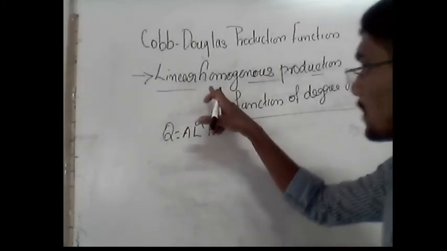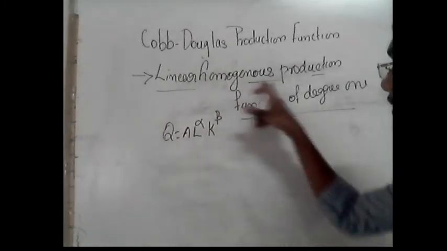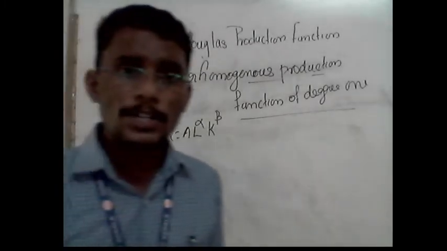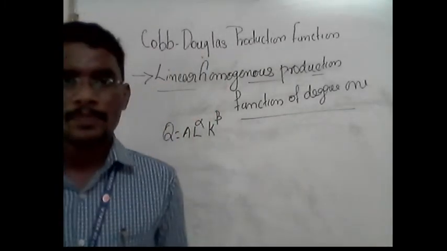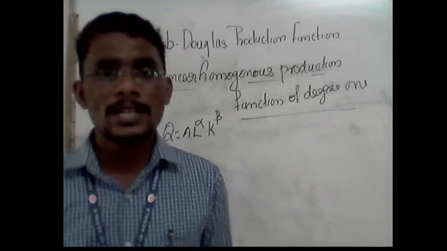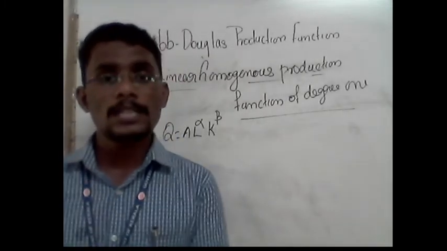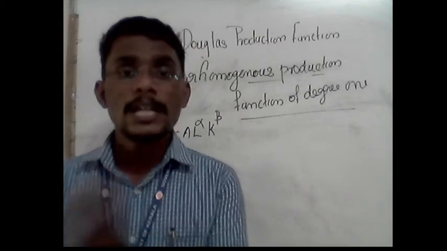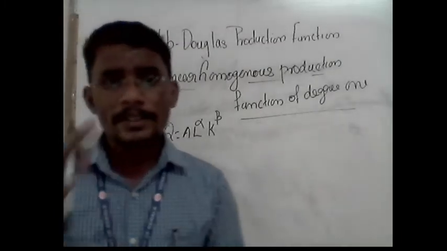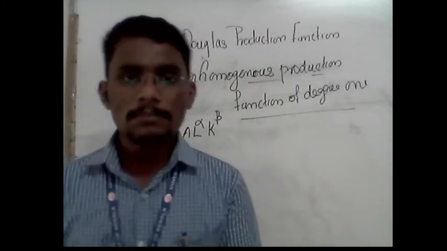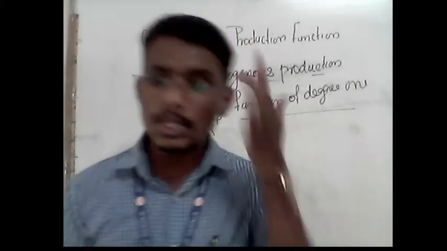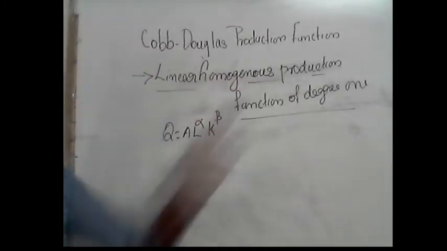And the second one is that it's a homogeneous production function, which means that if the factors of production are multiplied by a particular real constant, then the output can also be obtained by multiplying the total output by the respective real constant. That is, a proportionate increase in the factors of production leads to a proportionate increase in total output. That's the explanation provided by this linear homogeneous production function.